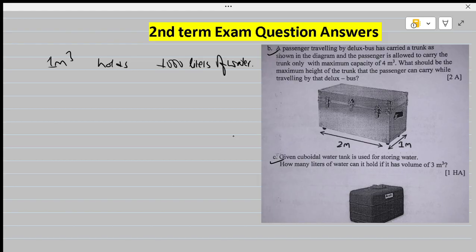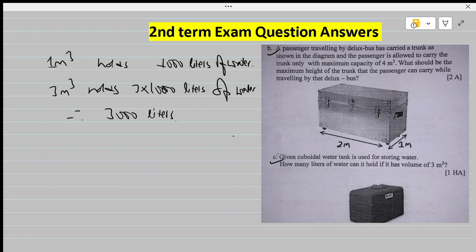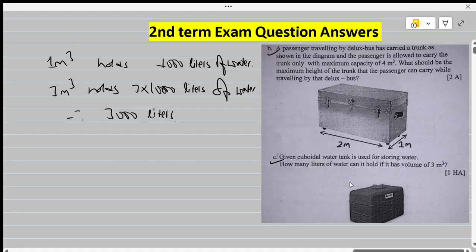So after knowing that 1 meter cube holds 1000 liters of water, now I can find how many liters 3 meter cube can hold. So 3 meter cube holds 3 times 1000 liters of water, so that will be 3000 liters. So that is it. Up to C of number 9 I did. Now I go with number 10 next. So let's make it clear first.